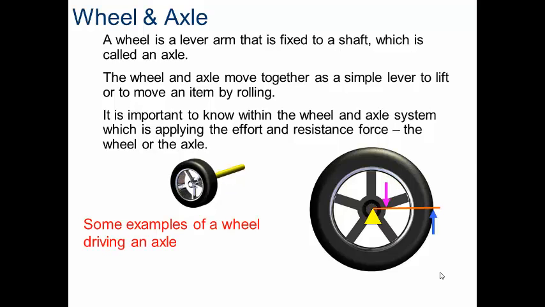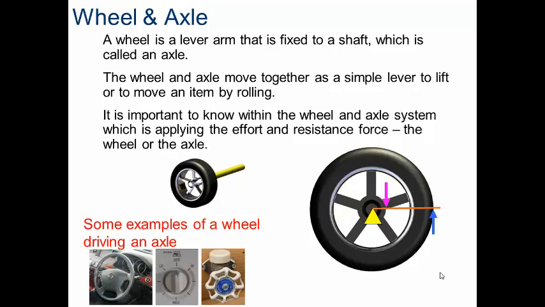Here's some examples of a wheel driving an axle. So you have your steering wheel, the knob on a washer or dryer, or you could have the water shutoff valve. In all of these cases, the effort is being applied on the outside, the resistance is being applied to the axle.